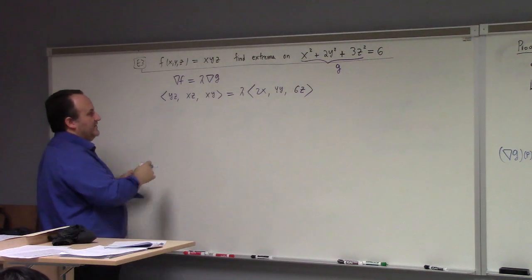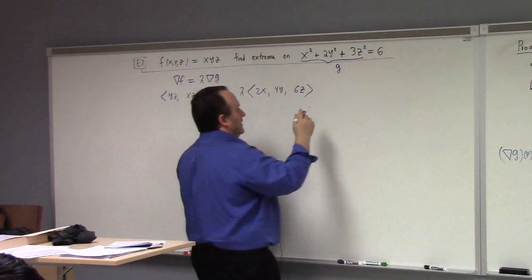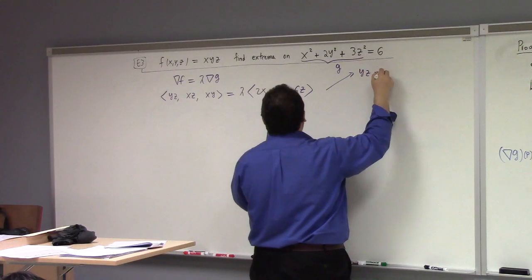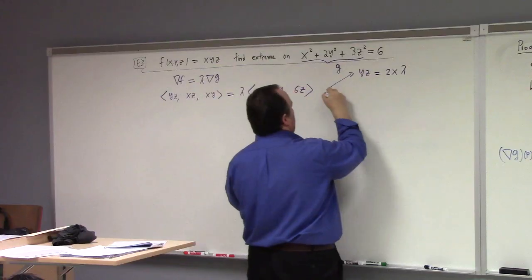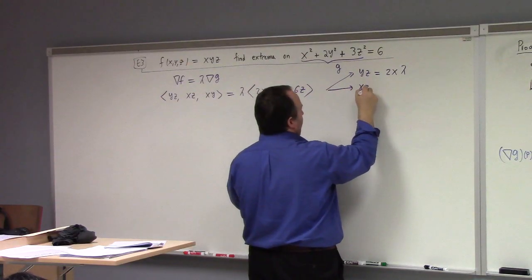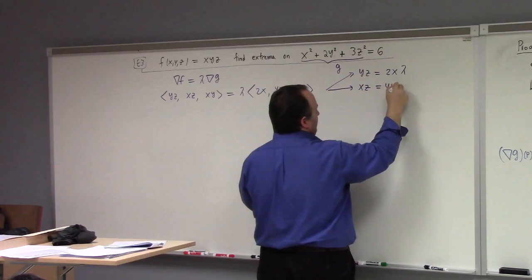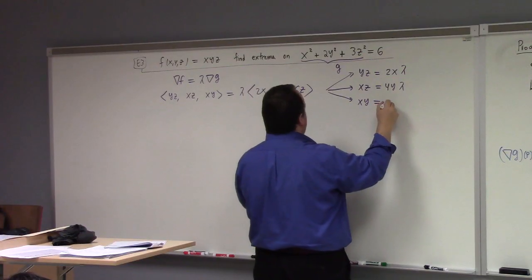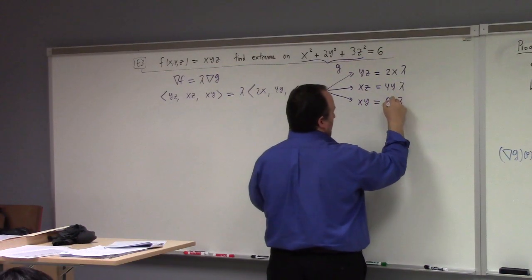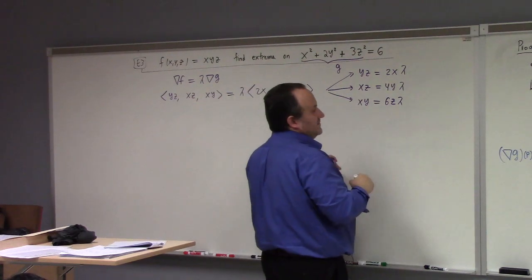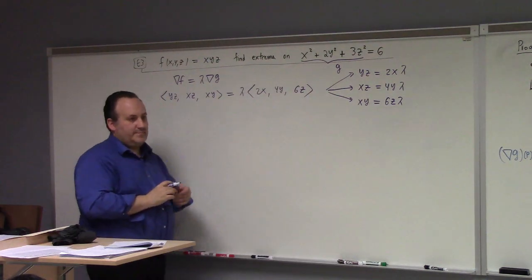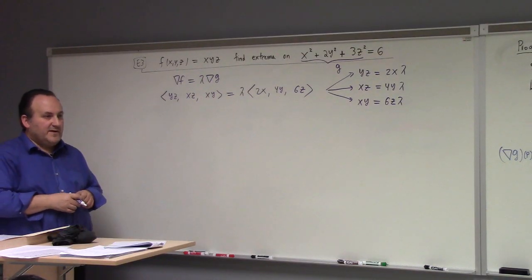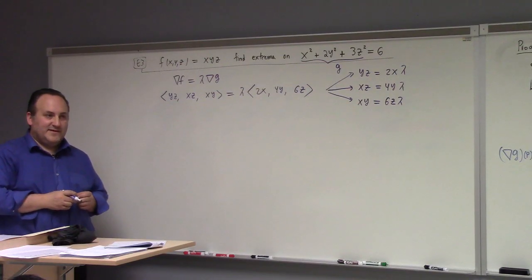So we're up against the following equations. We've got yz is equal to 2x lambda, we've got xz is equal to 4y lambda, and we've got xy is equal to 6z lambda. And what else do we have? Yeah, we still have the constraint equation itself. 4 equations, 4 unknowns, nonlinear.